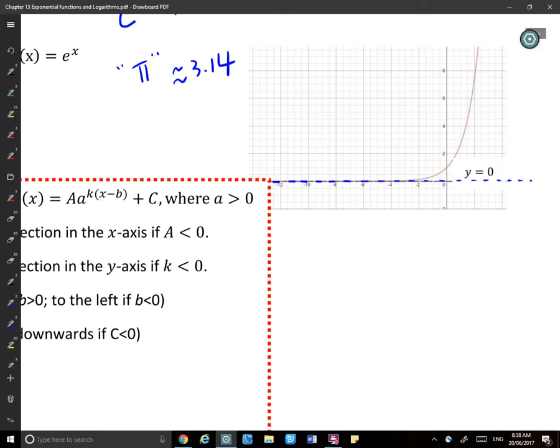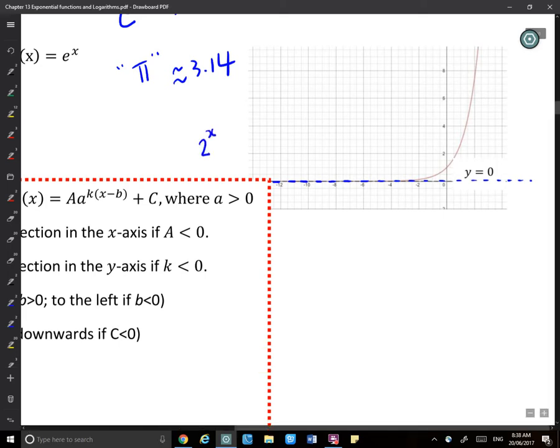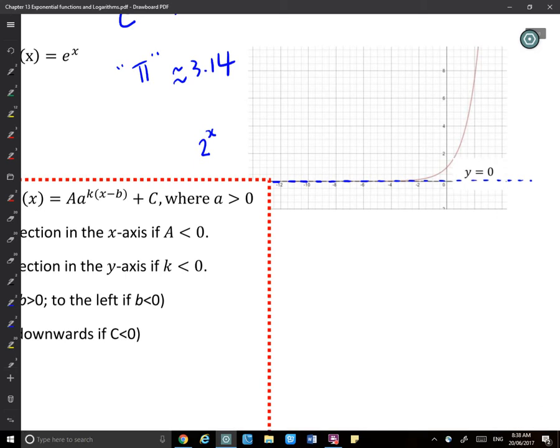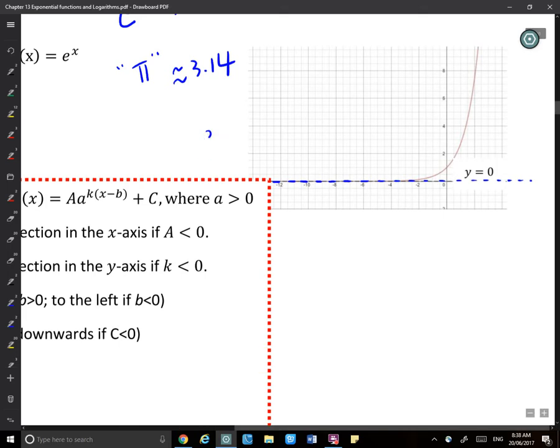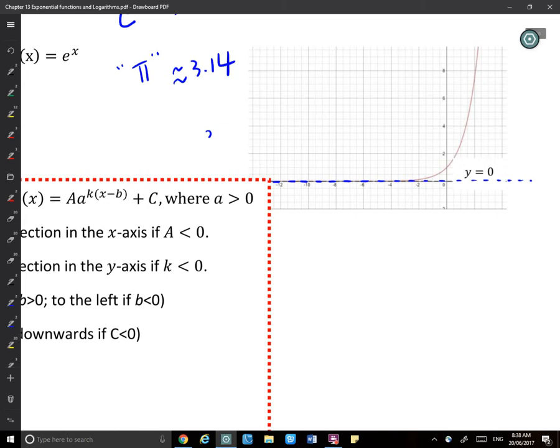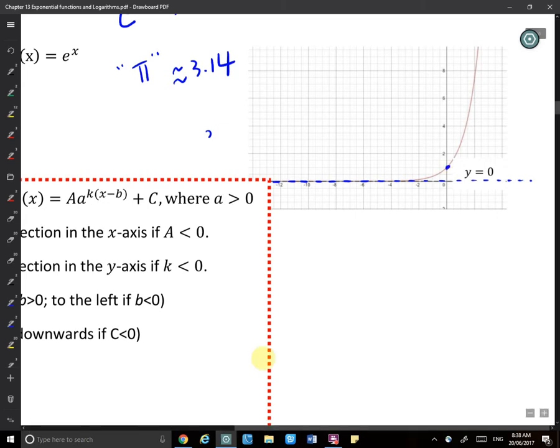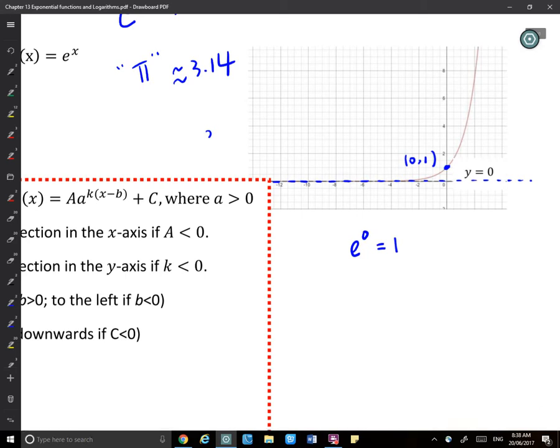So you have learned this in year 10. In year 10, you learned 2 to the power of x. Do you remember that? Or 3 to the power of x, you have a graph similar to that, with an asymptote at y equals 0. And it's an increasing graph, and it also passes through the point (0, 1), because when x equals 0, e to the power of 0 is 1. So it passes through the point (0, 1), but there's no x-intercept.